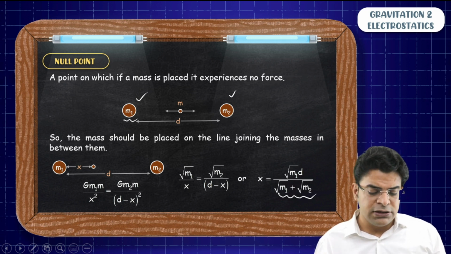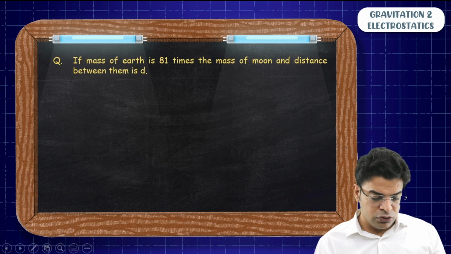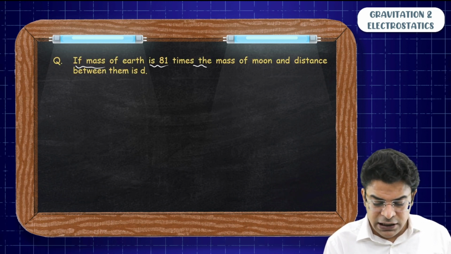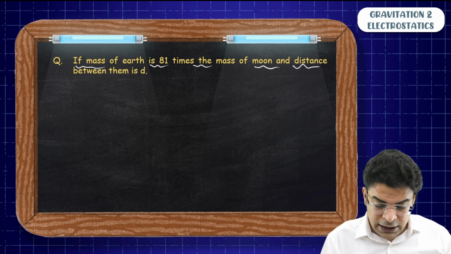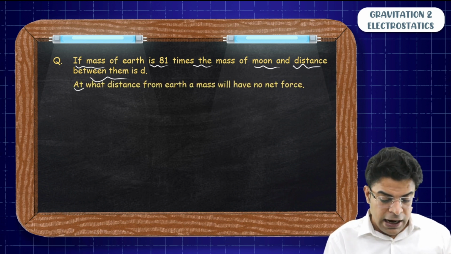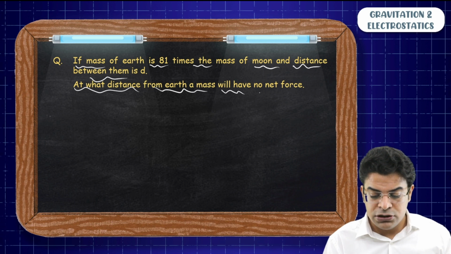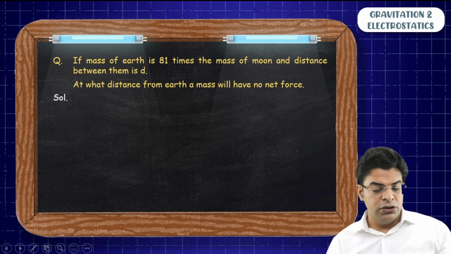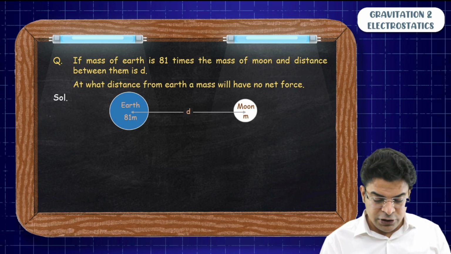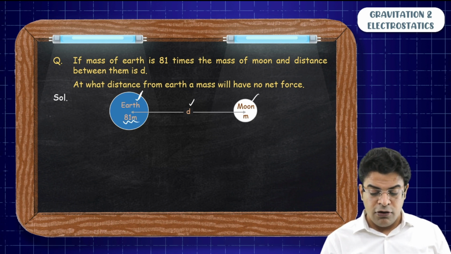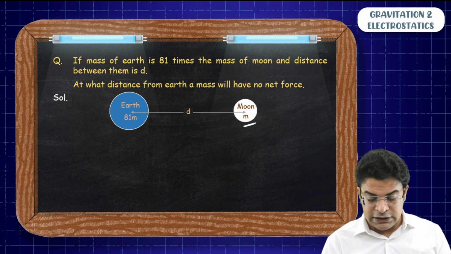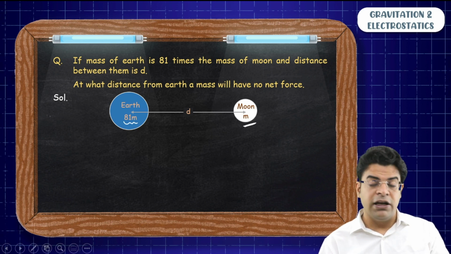Now let's practice a question based on the null point. The question goes like, if the mass of earth is 81 times the mass of moon, and the distance between them is d, at what distance from earth should a mass have no net force acting on it? So visualize the separation between earth and moon to be d. The mass of earth is 81 times the mass of moon. So we have taken the mass of moon as m and the mass of earth as 81m.